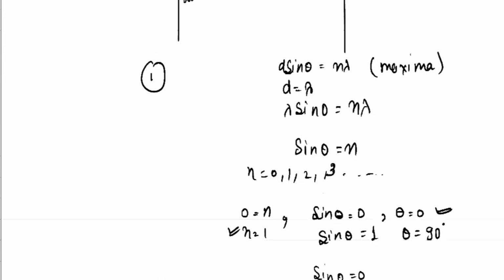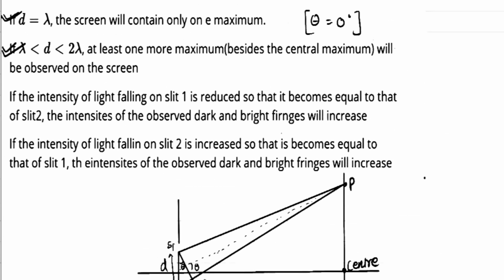So the intensity of the dark fringe remains constant. So these two statements are wrong. So my final answer is A and B are correct. Thank you for watching this video.